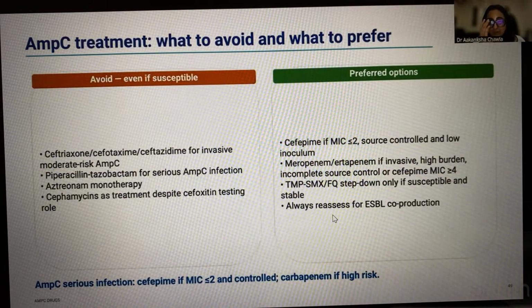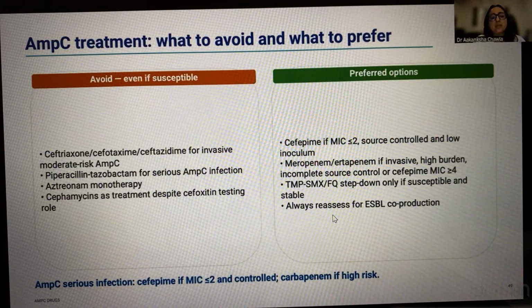So when you have a patient with AmpC, what would you avoid? You avoid treatment with ceftriaxone, cefotaxime, ceftazidime, especially for invasive infections in moderate risk patients. Also avoid piperacillin-tazobactam, aztreonam monotherapy, and cefamycins as treatment, despite cefoxitin testing.